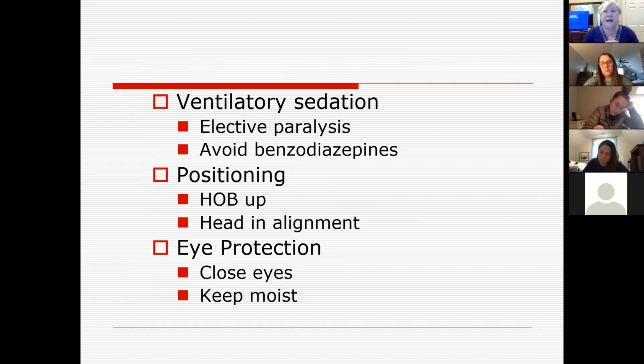Positioning is important. Again, head of bed up 30 degrees because blood flows out of the head by gravity through your external carotids. And we keep the head in alignment because if they're leaning and they've got their head kinked off, then it's not going to flow out of this side. And I'm already decreasing blood flow out of my head if I kink off my external carotid over here. So we want to keep the head up 30 degrees and keep their head in alignment.